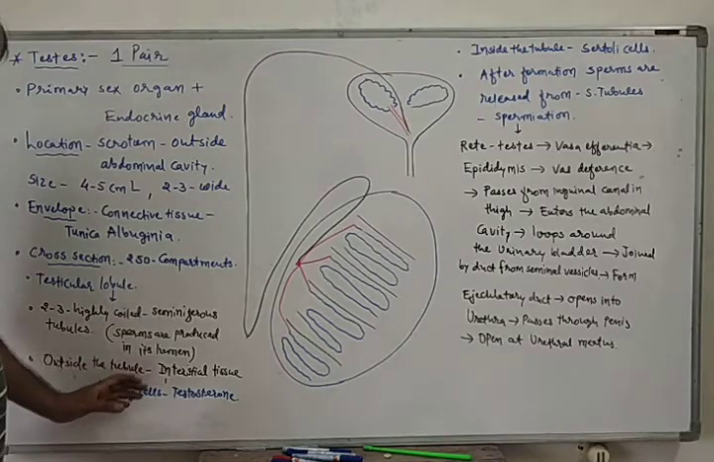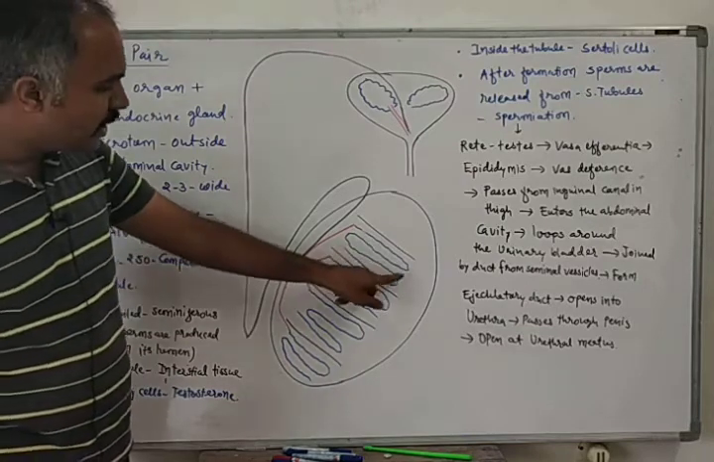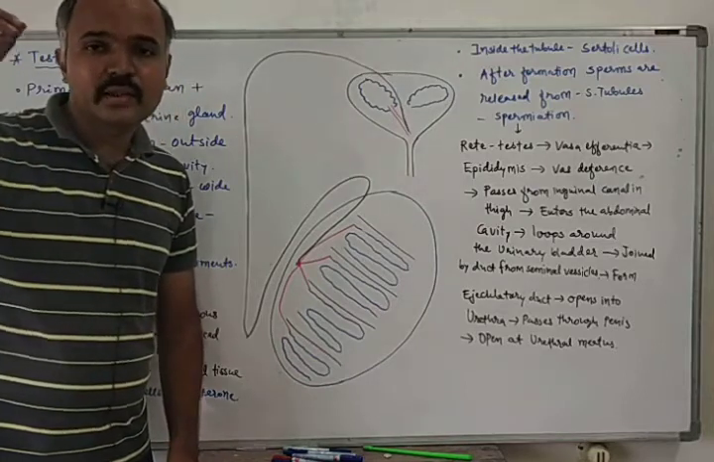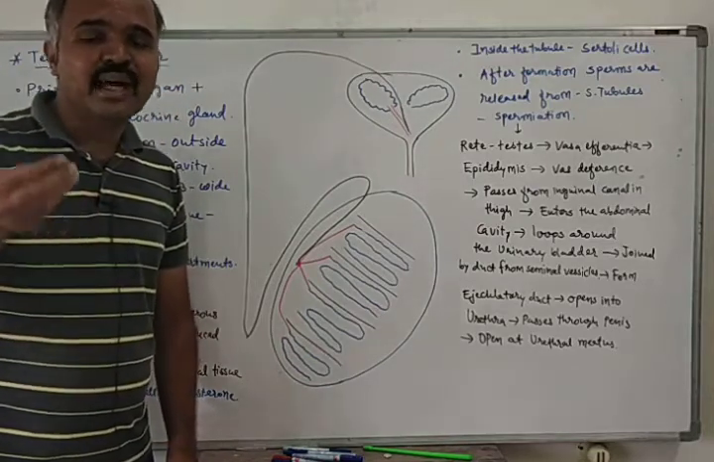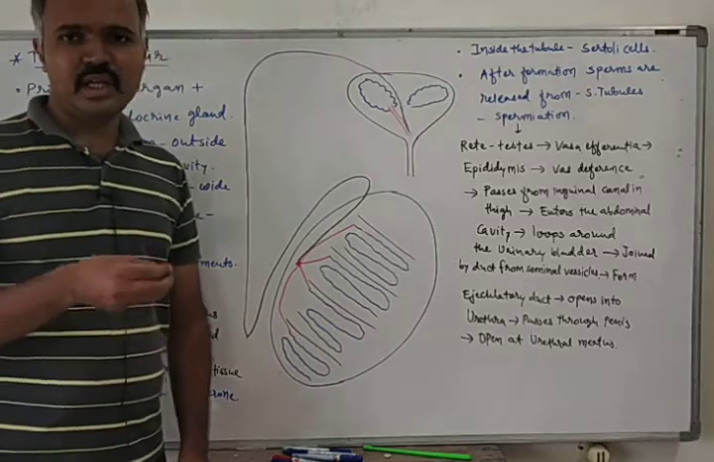And sperms are produced inside the lumen of this tubule. See, these blue colored tubules are there. Inside the lumen of that tubule, sperms are produced. So sperms are produced in the lumen of the seminiferous tubules.